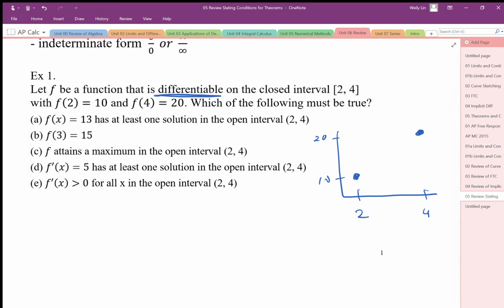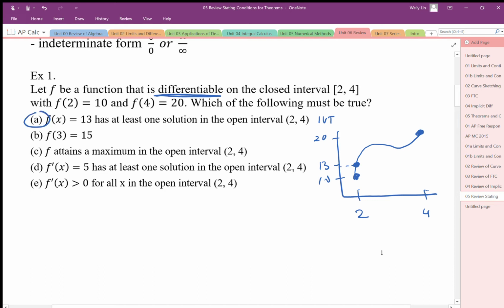Because it is continuous, we can apply IVT here, and we can say that, yes, that's true. f of x equals 13 somewhere in this interval, because here's 13. No matter how we draw it, 13 must exist. So that's true.